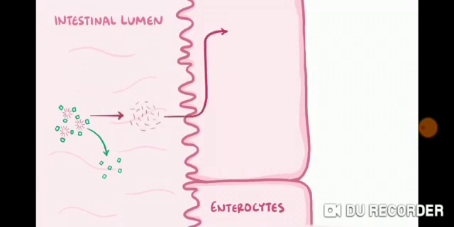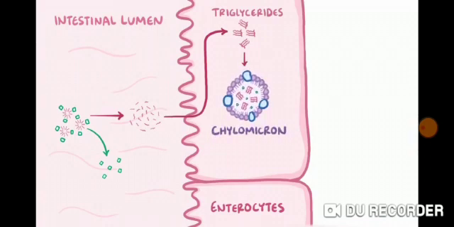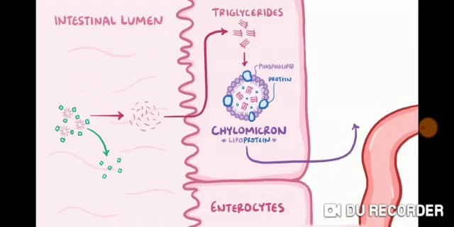Inside the enterocytes, the free fatty acids and monoglycerides reassemble to triglycerides, and these get packed into a larger structure called the chylomicron. The chylomicron is in fact a lipoprotein. It has an outer membrane with phospholipid and proteins and a hydrophobic core that has triglycerides, cholesterol, and fat soluble vitamins. The chylomicron then leaves the enterocytes, but it's too large to get into the endothelial cells of the capillaries.